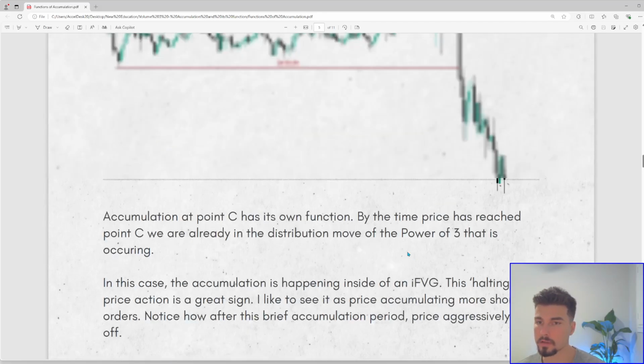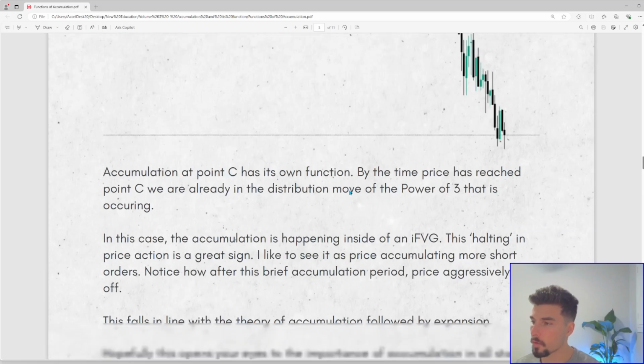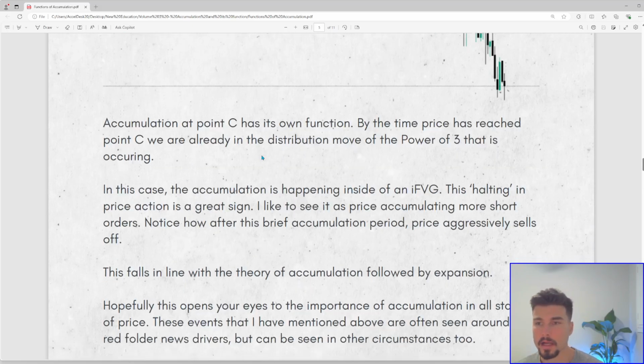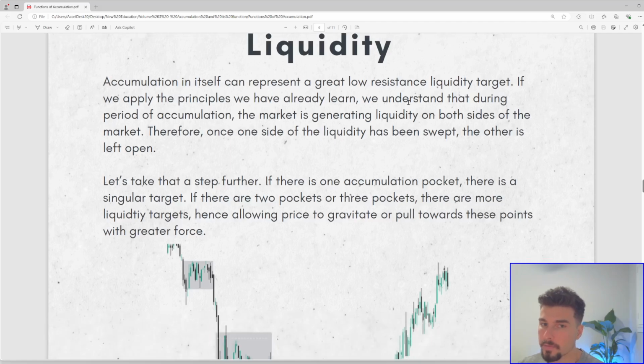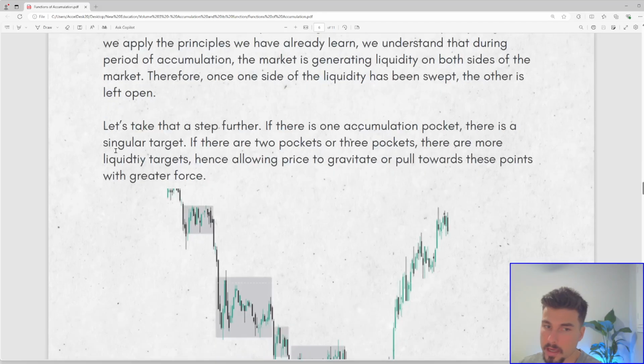And we've obviously talked about this here already, but there are different forms of accumulation liquidity. Again, I like to see it as accumulation pockets. All these accumulation pockets make a great low resistance target. If we apply the principles we already learned, we understand that during periods of accumulation, the market is generating liquidity on both sides of the market, and therefore once one side of liquidity has been swept, the other side is left open. Let's then take that a step further.